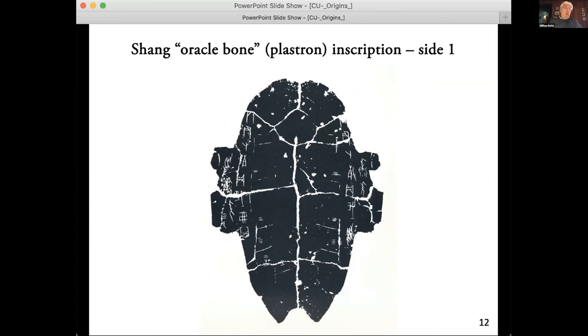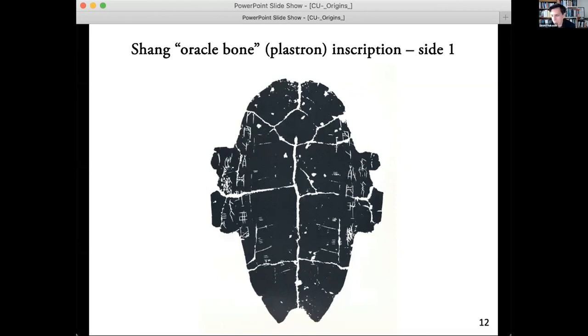And there are thousands of pieces. Most of these by far come out in pieces. The fact that this is an intact plastron is remarkable, but it's also what makes it nice to show. So there is a dimension to that that's probably very interesting for people who actually know a lot about it.